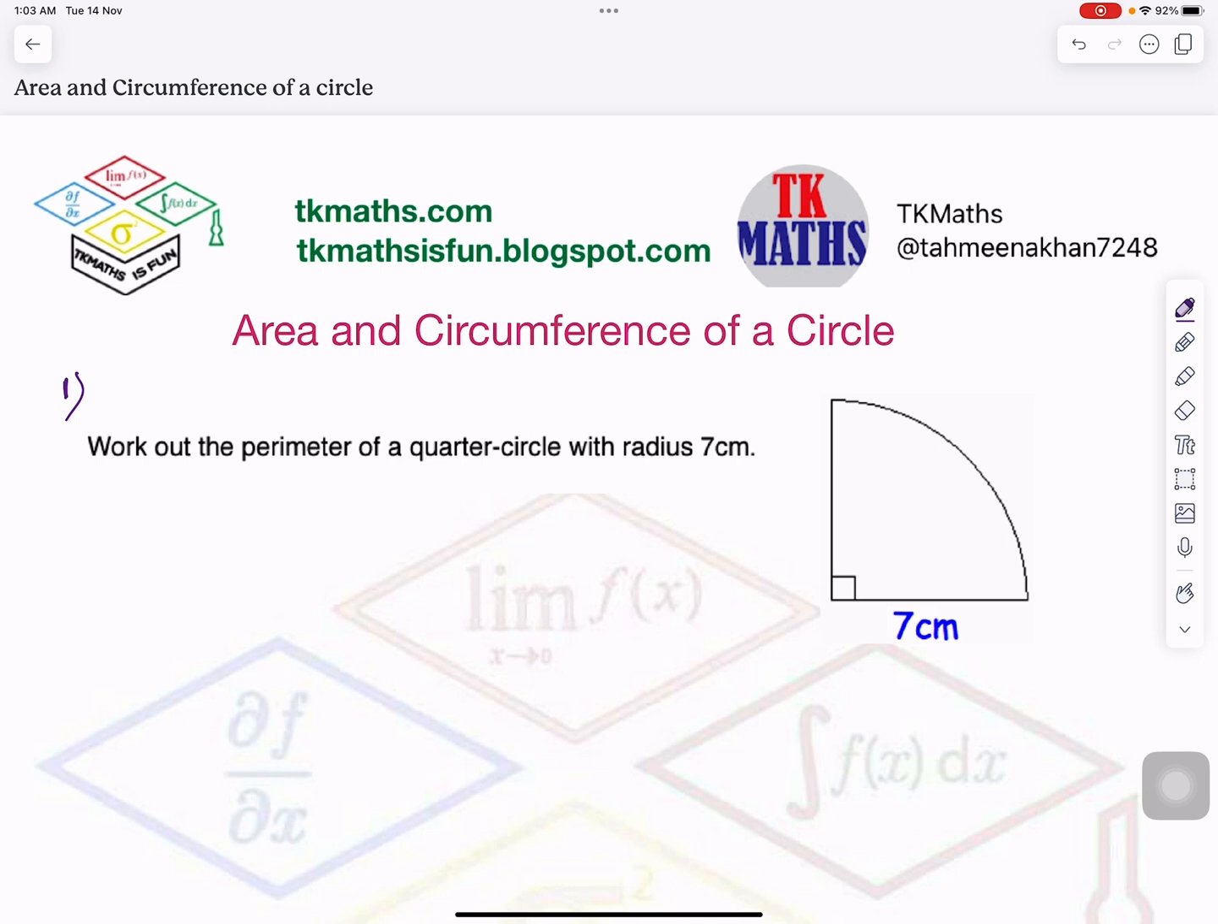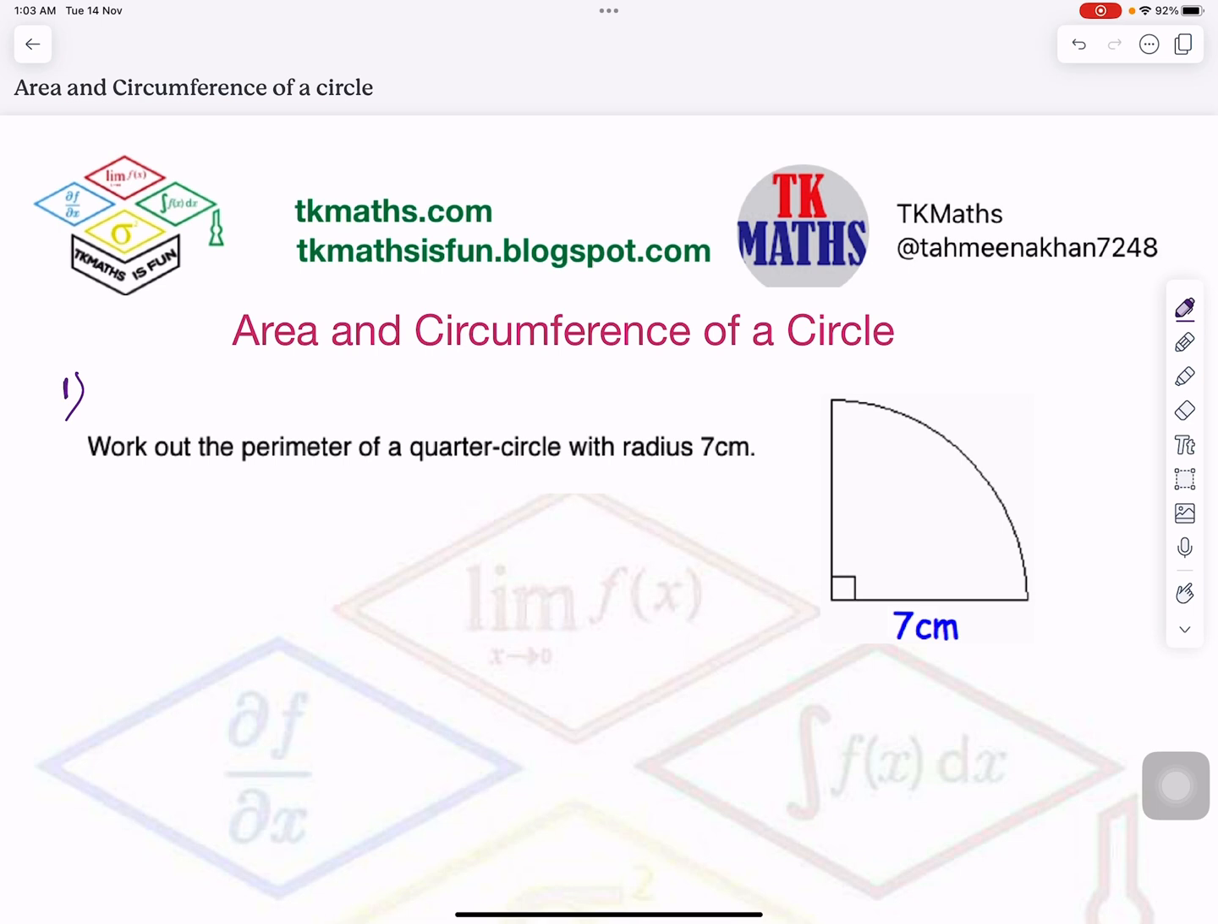In today's video, we will solve a few questions on area and circumference of a circle. The concept is very similar, but the situation will be different. So let's start with question number 1. Work out the perimeter of a quarter circle with radius 7 centimeter. Now the diagram is given to you here.